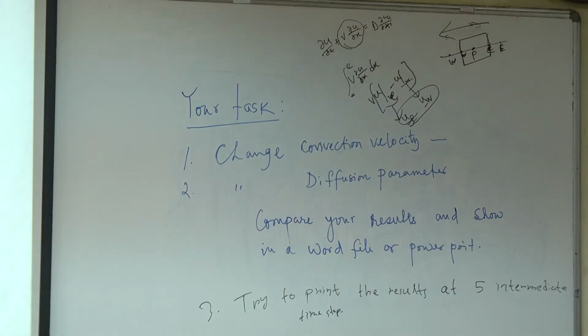So did you use the 5 intermediate time steps? Just copy and put it on PowerPoint or somewhere in a Word file or something, and then you can take this picture. Working now? I think start from the beginning again.